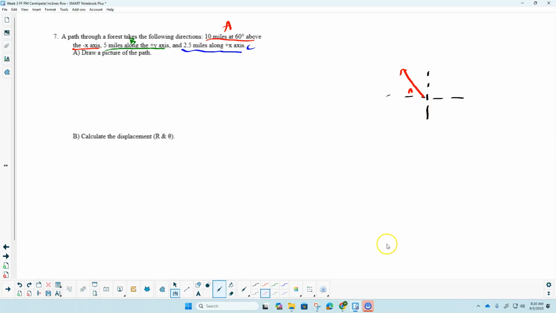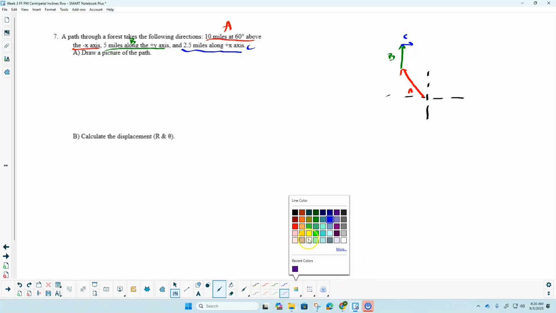Okay. For vector B, it's 5 miles along the positive Y. So 5 miles, I'm going to draw in green, and positive Y is just going up, so it should be about half this distance, and it's going straight up, so that's B. Maybe that's a little longer than half, but it's again just an approximation. And finally, the last one, 2.5 miles along the positive X. So positive X is right, and it's going to be about half that size again. So that's maybe C.